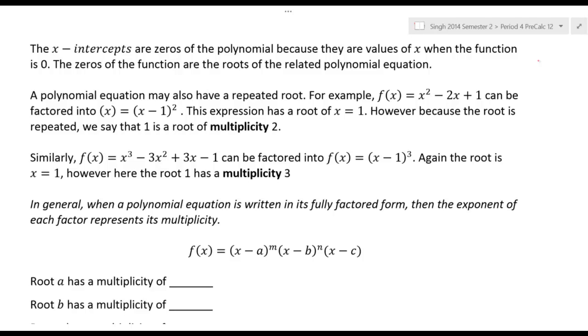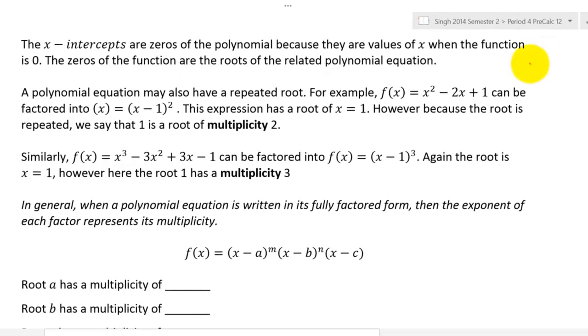Off to the next part. We just discussed that the x-intercepts are considered the zeros of the polynomial because they are the values of x when the function is 0. The zeros of the function are also the roots of the related polynomial equation. A polynomial equation may also have repeated roots. For example, if you factor x squared minus 2x plus 1, you get the factors x minus 1 and x minus 1, which can be written as x minus 1 squared. We say this expression has a root of x equals 1. However, because x minus 1 is a repeated root, we say this root has a multiplicity of 2, because it repeats itself 2 times.